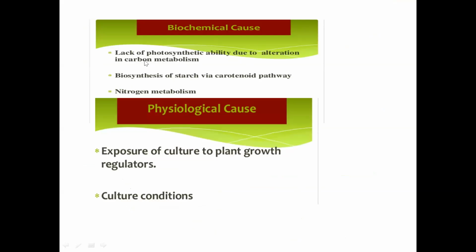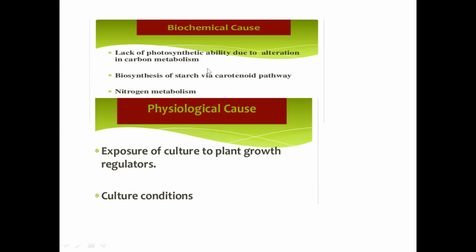When you say biochemical cause, lack of photosynthetic ability due to alteration in carbon metabolism. In callus culture itself, you have to supply the carbon source. When you go in for organogenesis, you have to allow it to photosynthesize by itself. In that case, there might be some alteration in the metabolism, which can lead to some changes in the phenotypic expression. Every plant has a common pathway for starch biosynthesis.